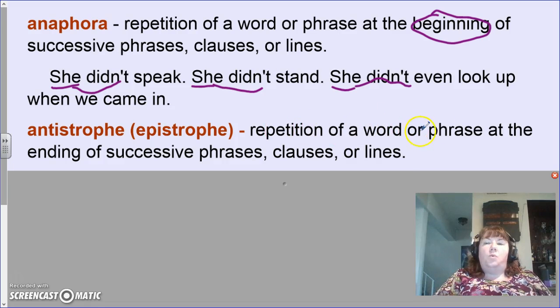So it's repetition of a word or phrase at the ending of successive phrases, clauses, or lines. So this is the opposite of anaphora.